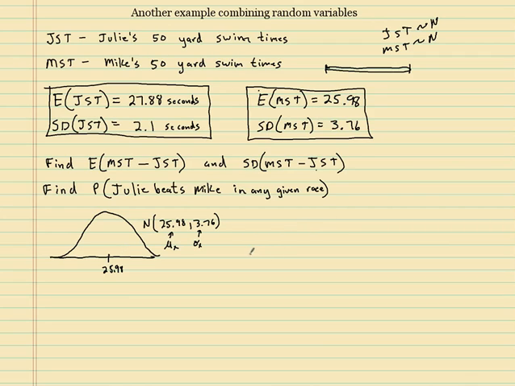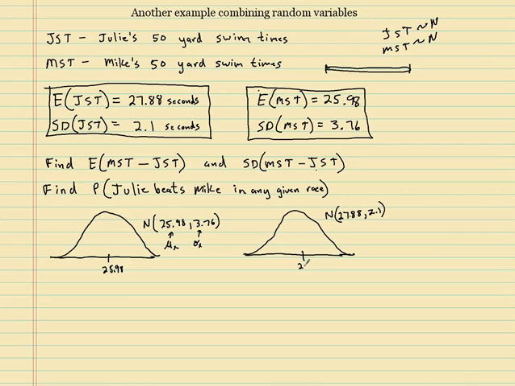I could model Julie's over here. This is also normal. It's always good to draw the picture: think, show, tell. So I'm thinking about the problem and I'm showing it. She swims in 27.88 seconds on average, and she's a little more consistent, with a standard deviation of 2.1.